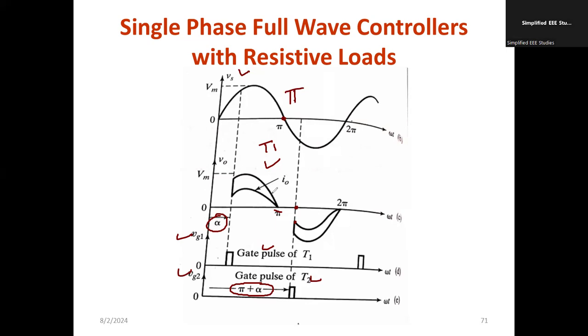Correct. So the shape of the output, that is also AC only, right? So positive half cycle, negative half cycle, but it's a controlled AC. So we have fixed AC. Okay, fixed AC. What is the outcome? Outcome is variable AC. Correct. So we are controlling at a delay angle of alpha and pi plus alpha. This is what exactly happening.